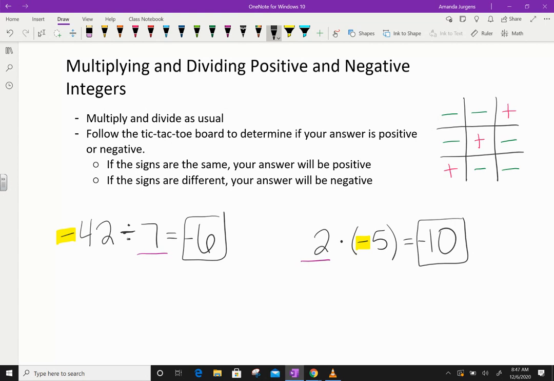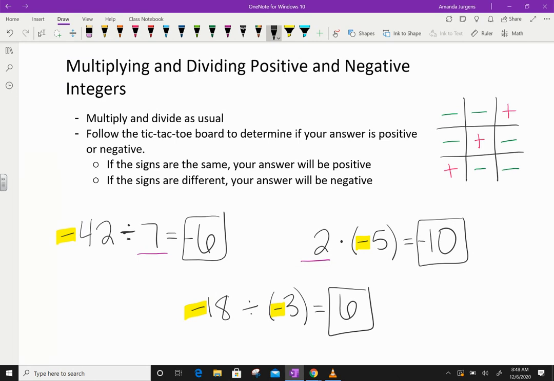Let's say I have negative 18 divided by negative 3. Again, I can divide these numbers like normal. 18 divided by 3 gives me 6. Now in this case, I have a negative 18 and a negative 3. Both of my numbers are negative here. So I'm going to look at my tic-tac-toe board and I'm going to think I've got a negative times a negative. That means my answer is going to end up being positive. So I'm going to leave that as a positive 6.